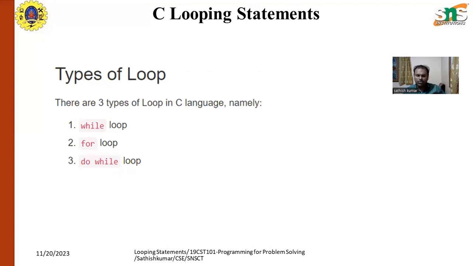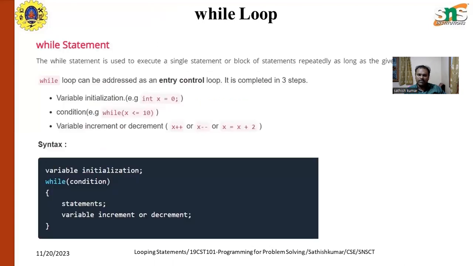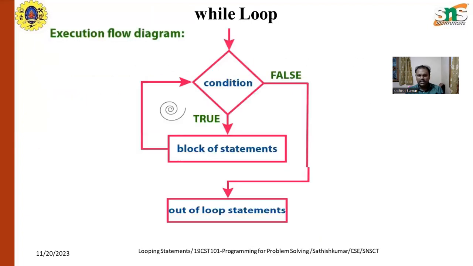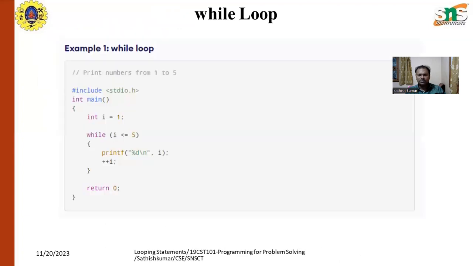There are three types of loops: the while loop, the for loop, and the do while loop. In the while loop, we first initialize the variable, then the while condition, the statements, the variable increment or decrement, and then close the loop. This is the execution flow diagram: if the condition is true, the block of statements is executed. Otherwise, it goes out of the loop.